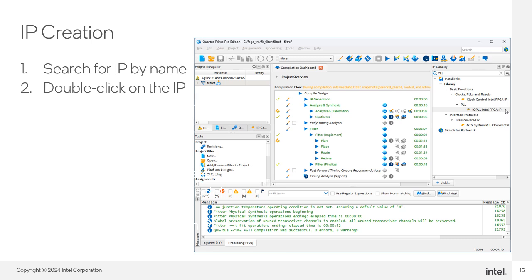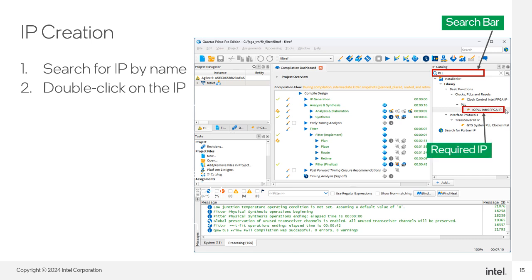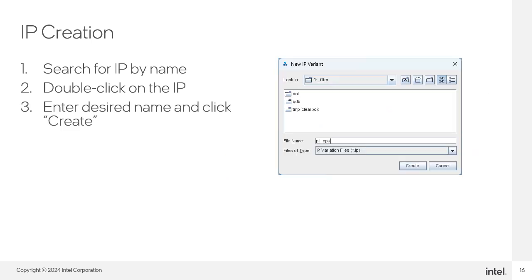The IP search field can be found in the top right in the Quartus software GUI. Type in the search parameter to find the desired IP. When you have found your IP, double-click on it to start with the parameterization. The GUI that launches is called the IP Parameter Editor.